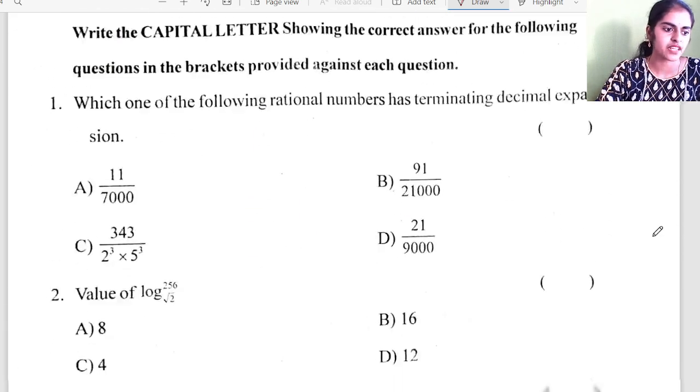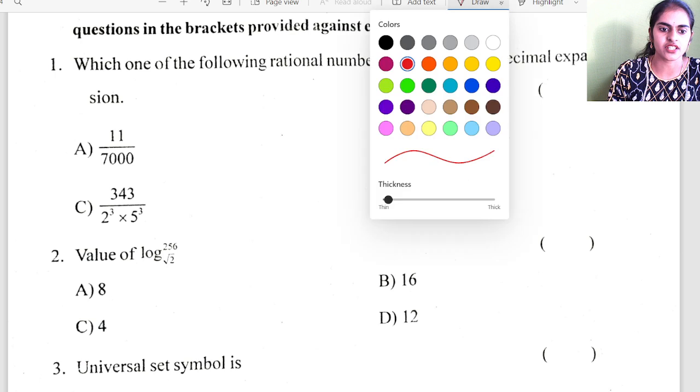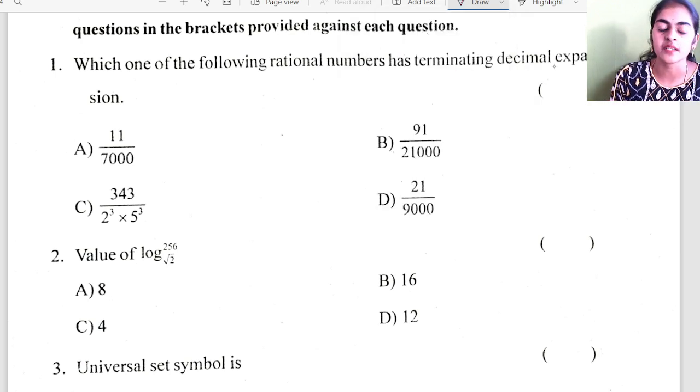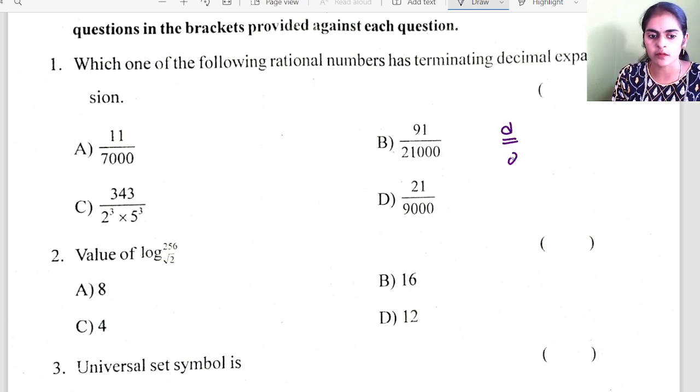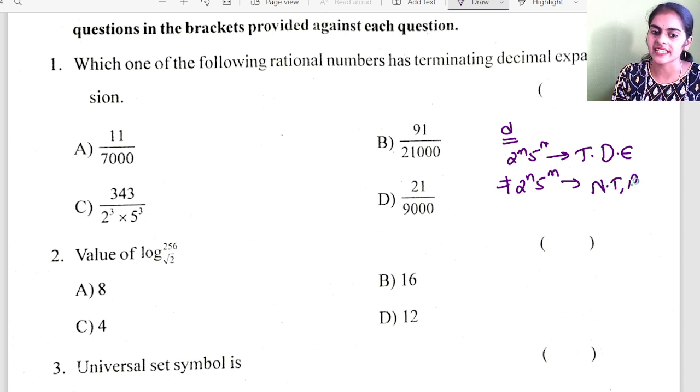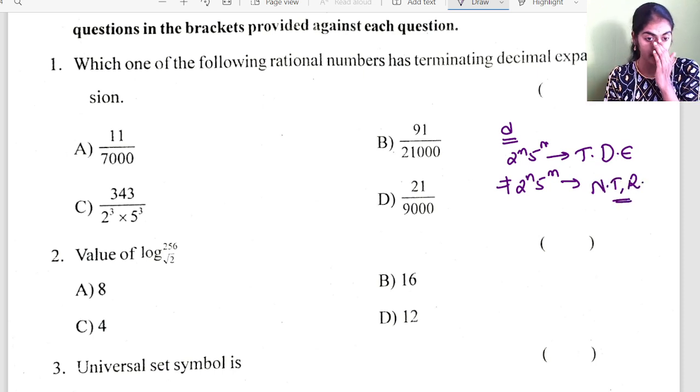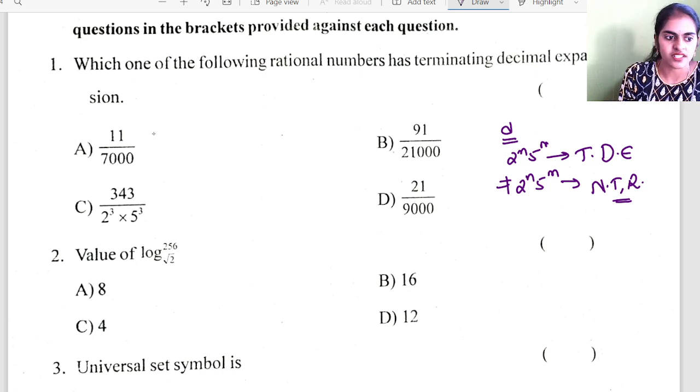So let us start. The first question: which one of the following are rational numbers that have a terminating decimal expansion? We know if a rational number has a terminating decimal expansion, the condition is that the denominator should be of the form 2 power n 5 power m. If it is of this form, then it is a terminating decimal expansion. If it is not of the form 2 power n 5 power m, then it is a non-terminating repeating decimal expansion, isn't it?